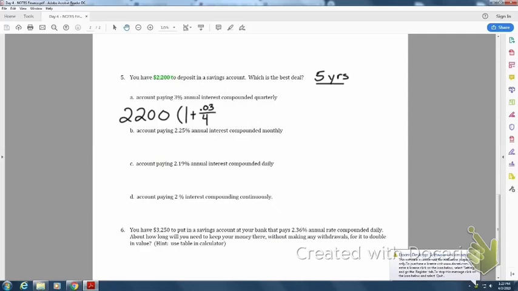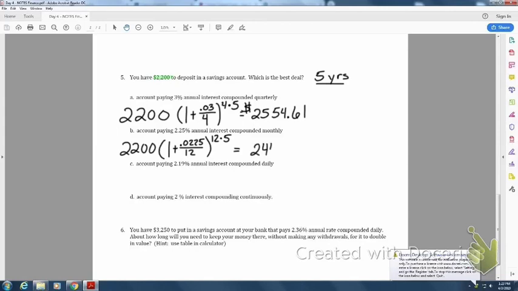Why is it 5 years? The problem does not give you a time, so I just added it, just so that y'all have something to put in for T. And if you've done that first one, you should have gotten $2,554.61. There's the answer to the second one.